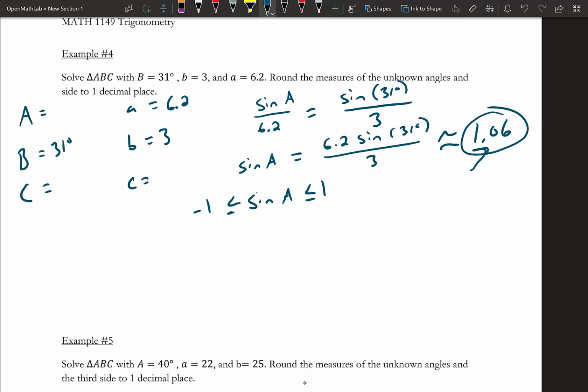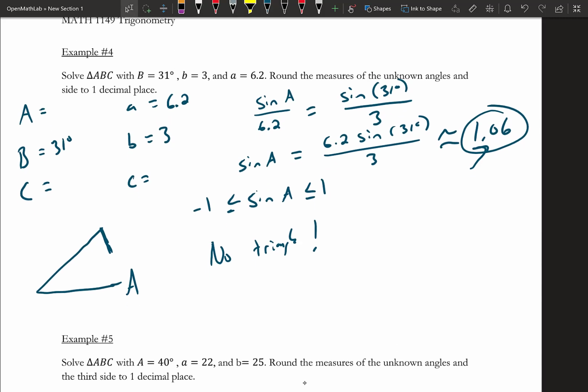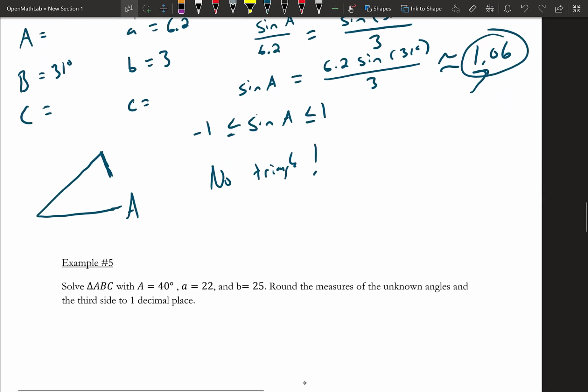That doesn't make sense. So when that happens, we know that this is going to be a no triangle case, right? That's the case where we have this kind of situation going on, where we have this gap, right? And this is actually going to be angle A. Since angle A doesn't come out to a value, that's going to be the one that doesn't actually have an angle going on here, right? So that's what that looks like and how to recognize that.